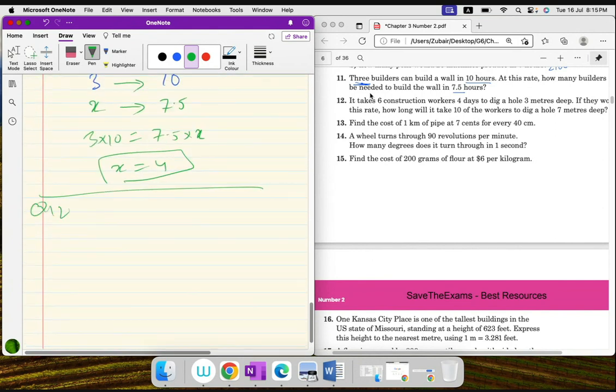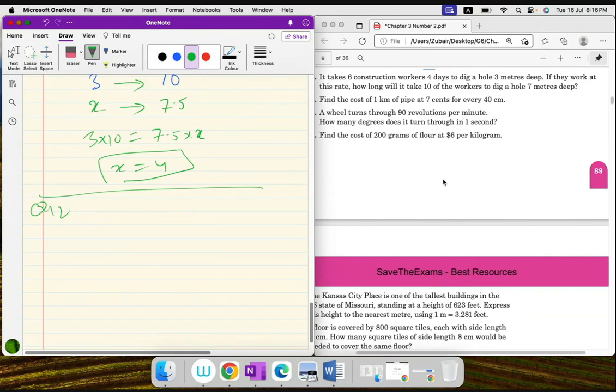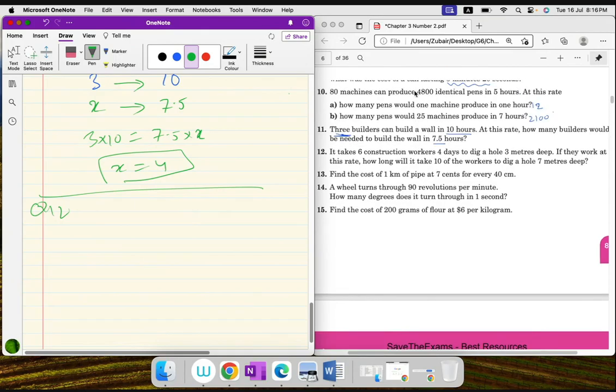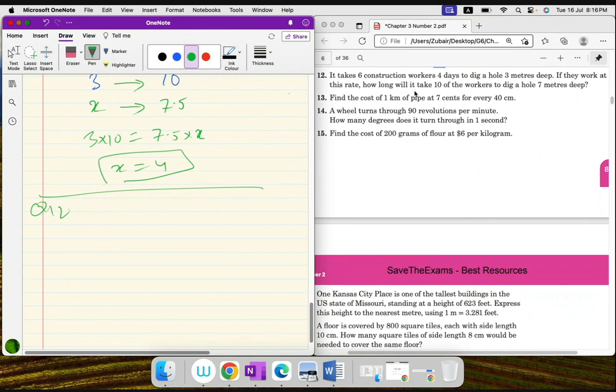Number 12. It takes 6 construction workers 4 days to dig a hole 3 meters deep. If they work at this rate, how long will it take 10 of the workers to dig a hole 7 meters deep? Now we have 3 things related to each other. In question 11, we had 2 variables, hours and builders. Now we have workers, days, and depth. Do you think you can do that?